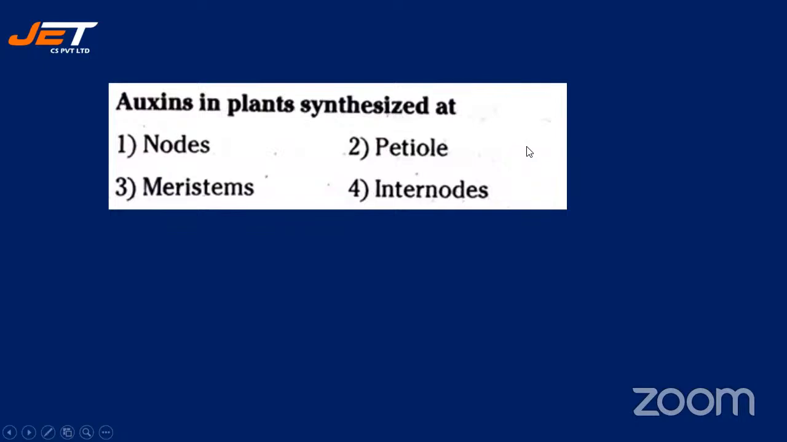Auxins in plants are synthesized at. Yes, let us see. Yes, absolutely. Option 3, that is meristems. Let us move to the next one.